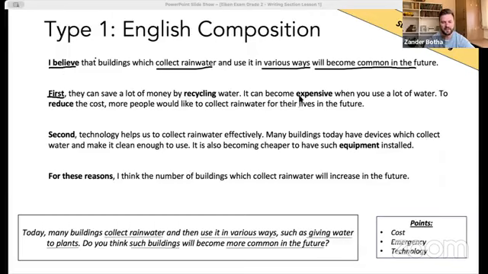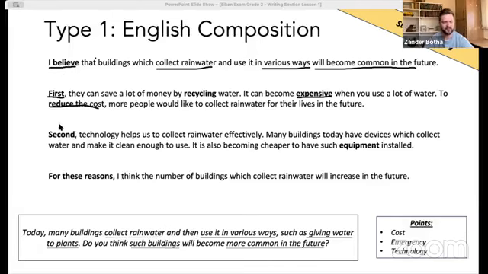It can become expensive. Expensive, one of my keywords for the point, cost. It can become expensive when you use a lot of water. To remember, reduce the cost. That's also one of my keywords from the points. More people would like to collect rainwater for their lives in the future.